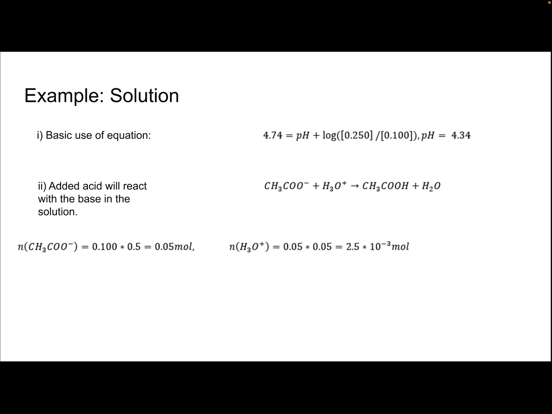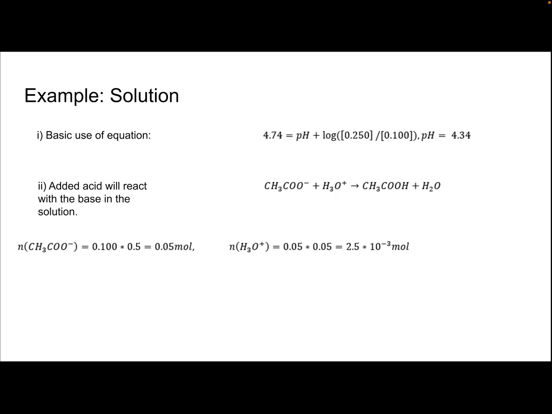Alright, we can find the initial amount of ethanoate ions by using n equals CV. We know that the concentration is 0.1 mole per liter and the volume is 500 milliliters, which is 0.5 liters. So the initial amount of ethanoate ions is 0.05 moles. We know that HCl is a strong acid, so it's going to fully dissociate in water to give us our hydronium ion concentration and our Cl minus, okay?